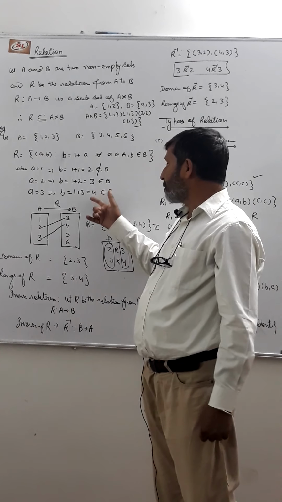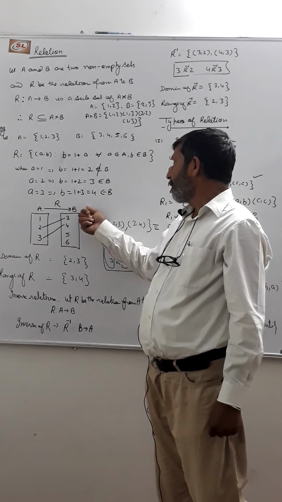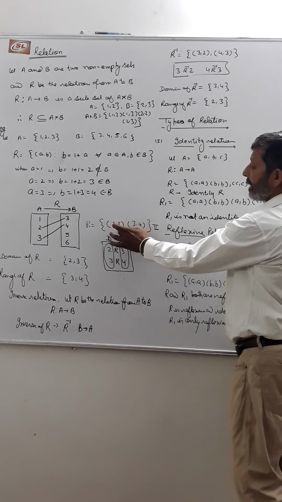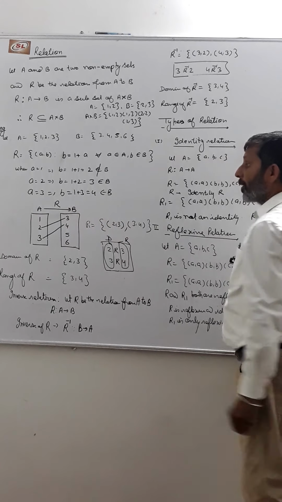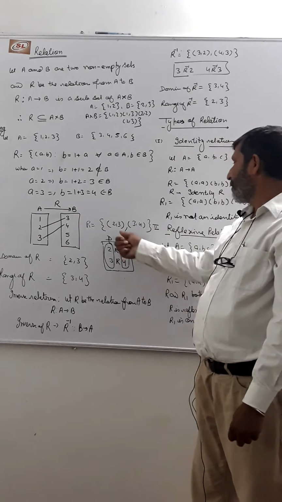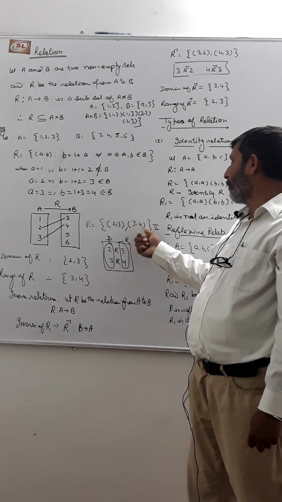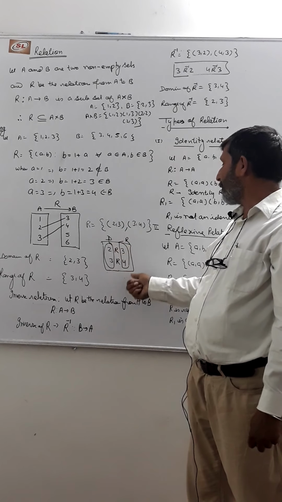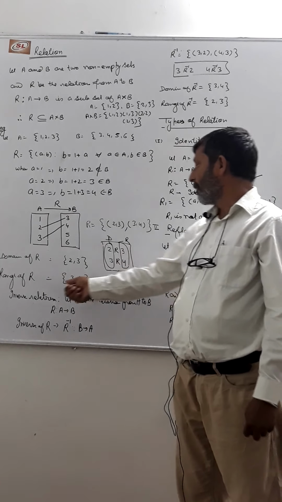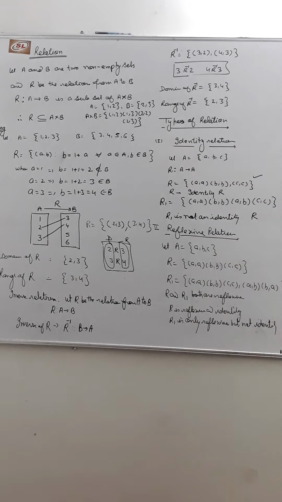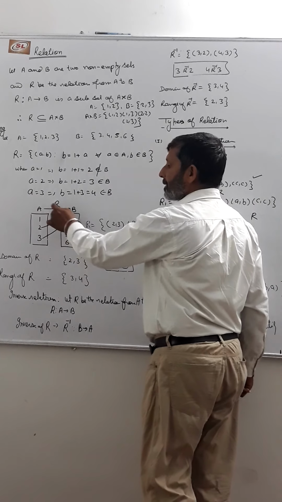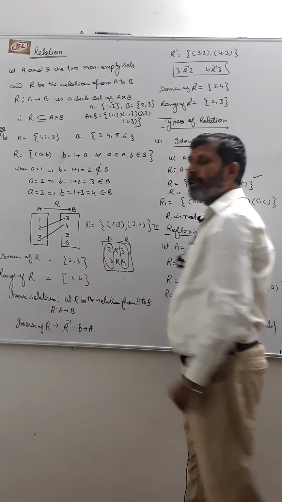Range is always a subset of the second set, the elements which are mapped or related to the first elements of the first set. 2 is related to 3 and 3 is related to 4. Then the subset of the second set elements, that is 3 and 4, is the range. The range is 3 and 4.